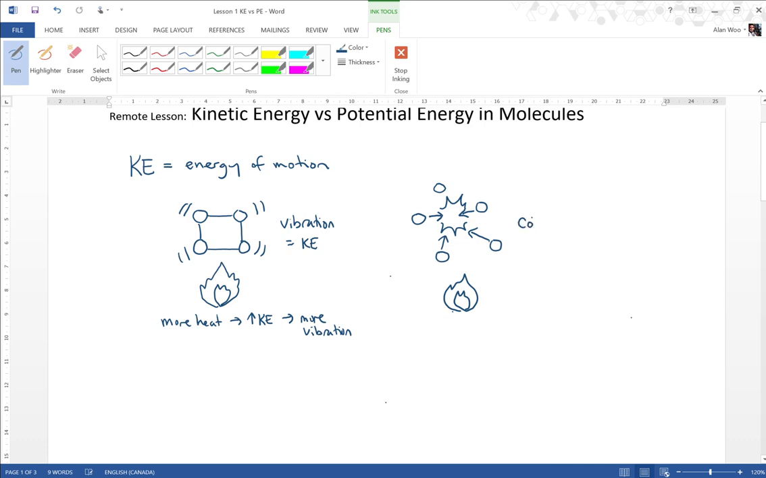So collisions between atoms and molecules is another form of movement, and therefore another form of kinetic energy. So we can say that an increase in heat will cause an increase in kinetic energy, which will cause an increase in collisions.